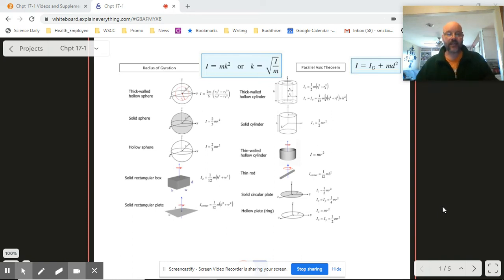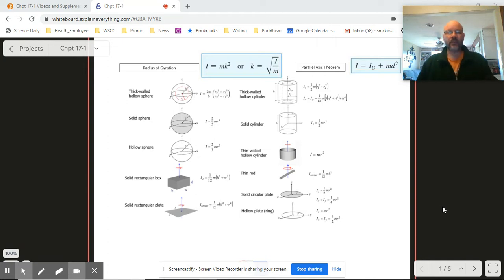Okay, so we're getting into the next chapter. This is chapter 17. And we're still going to be dealing a lot with rotation of objects, but we're going to start to get into some things about acceleration and Newton's law when we deal with rotation of objects.